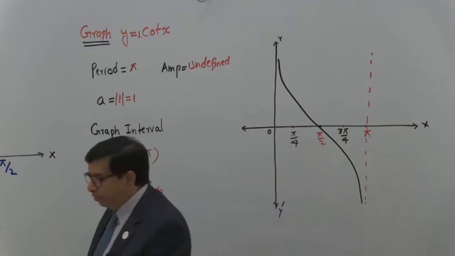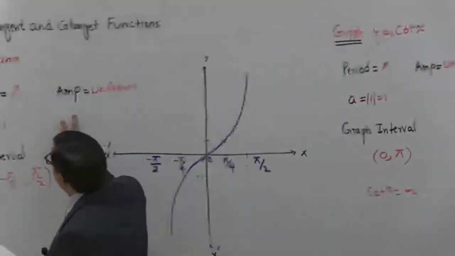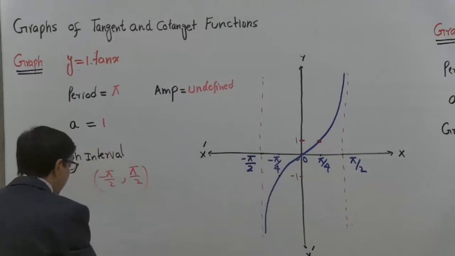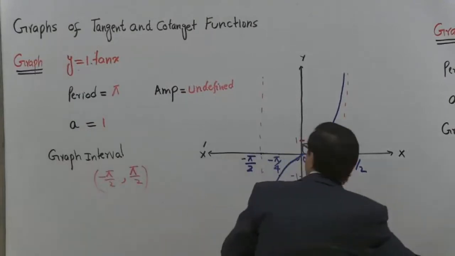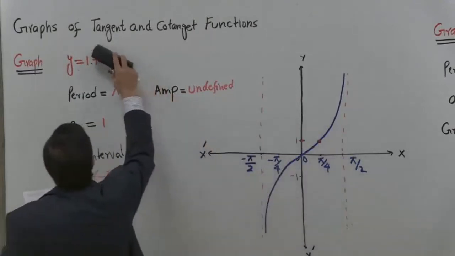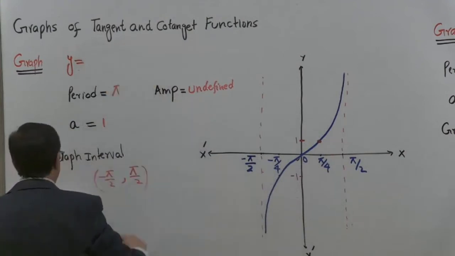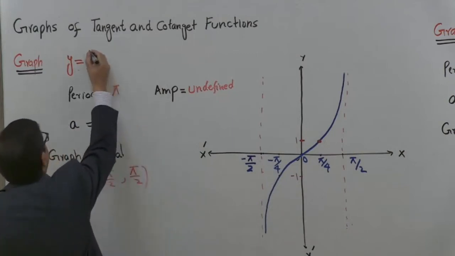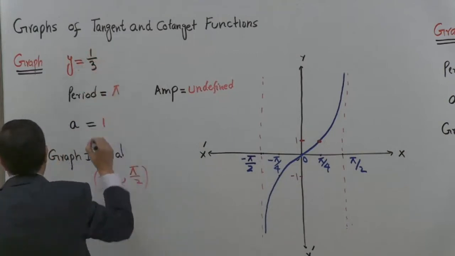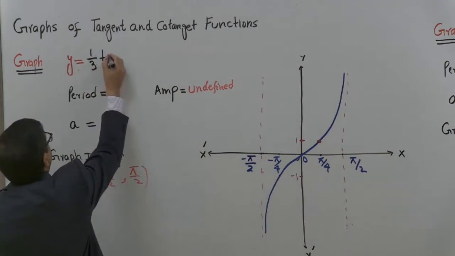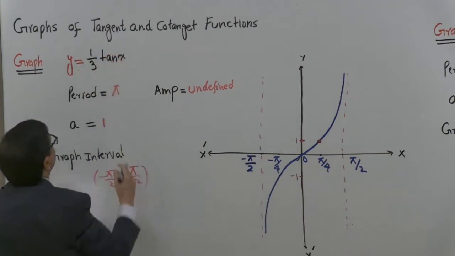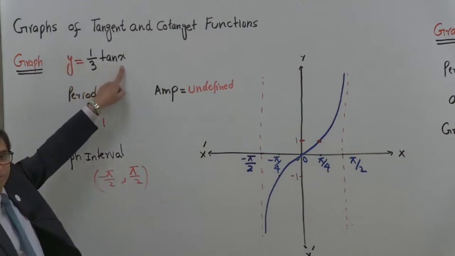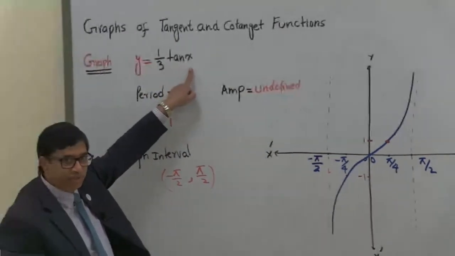Now, if you know the graph for the tangent function, we can draw a graph with any period. For example, I have this question for you now. 1 over 3 tangent x. What happens with this one? 1 over 3 tangent x. We have to write the period for this one.